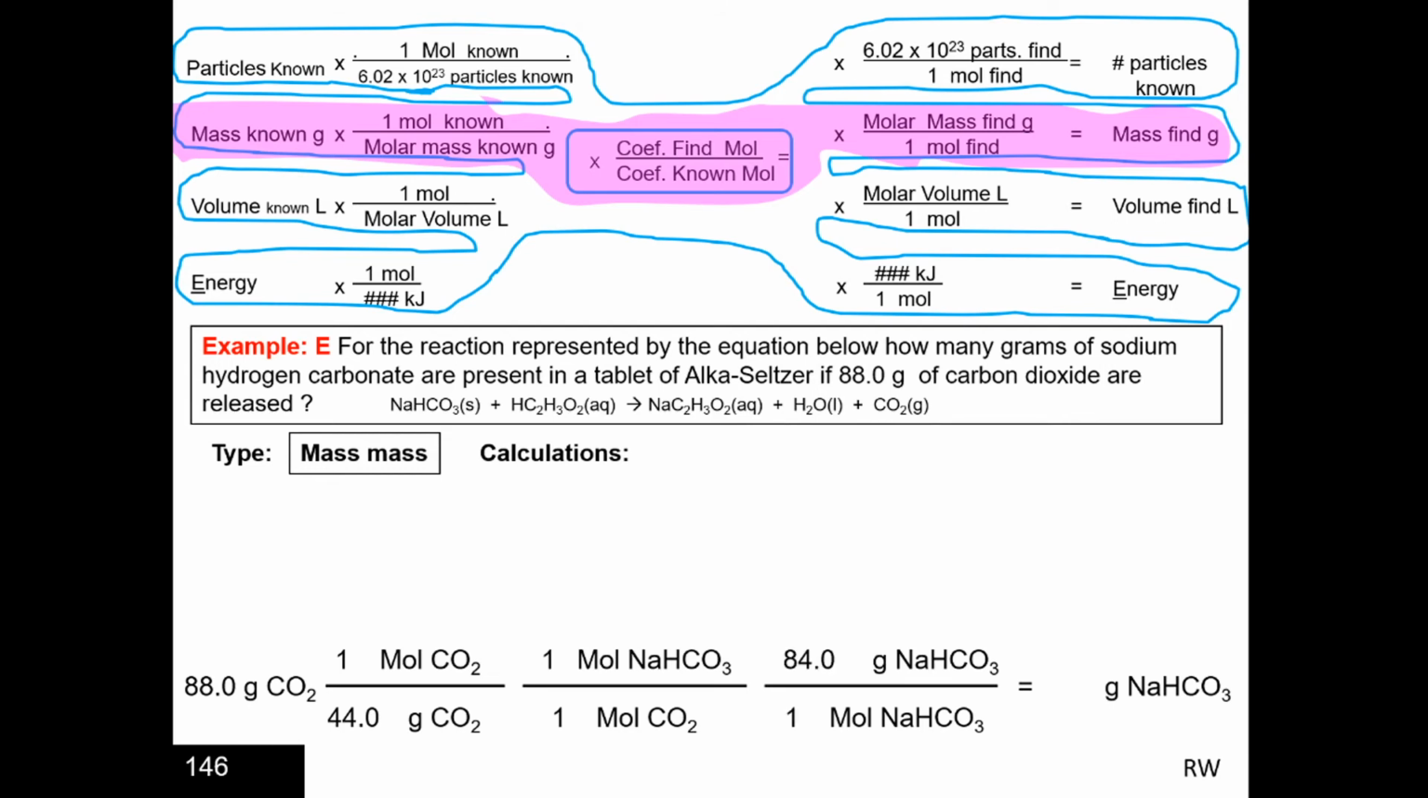Make sure those units cancel. Grams of CO2 cancel here and here. Moles of CO2 cancel here and here. Moles of the bicarbonate cancel here and here, leaving us with grams of the bicarbonate. So the answer is 168 grams.